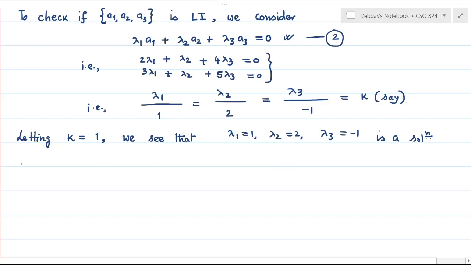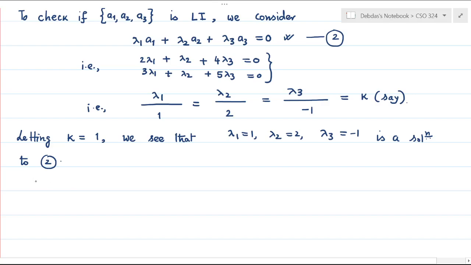Solution to 2. And therefore at least one of these lambda 1, lambda 2, lambda 3 is non-zero, and that lambda 1, lambda 2, lambda 3 is satisfying the equation 2, and therefore this set A1, A2, A3 is linearly dependent. Once linearly dependent, we have to find out what are possible values of lambda 1, lambda 2, lambda 3. Those are already found here.